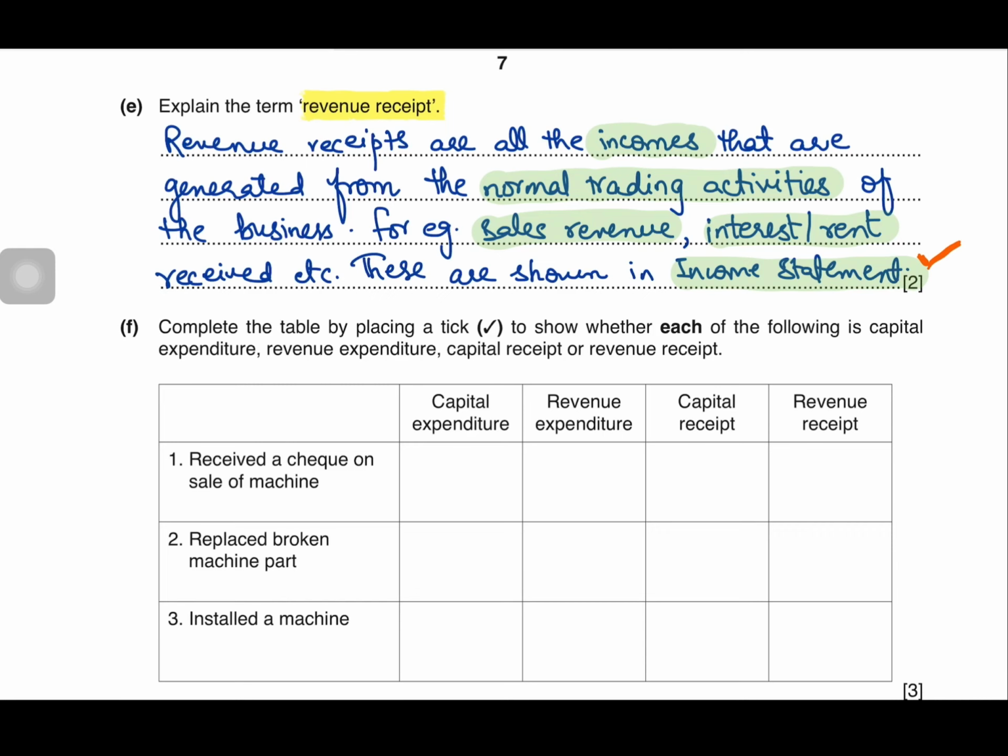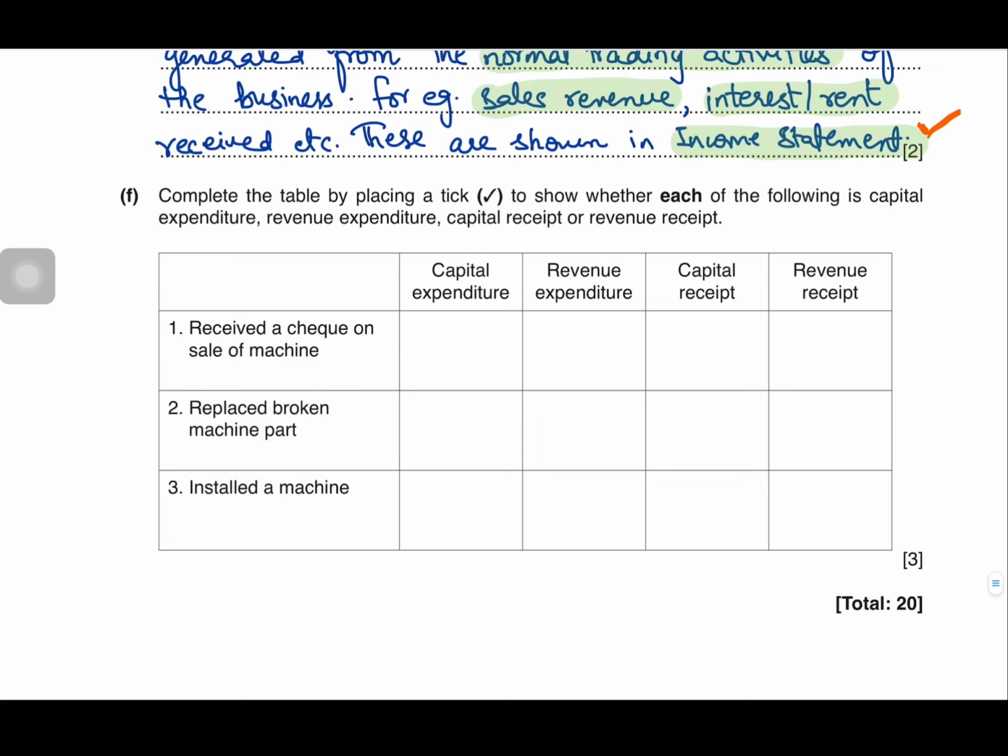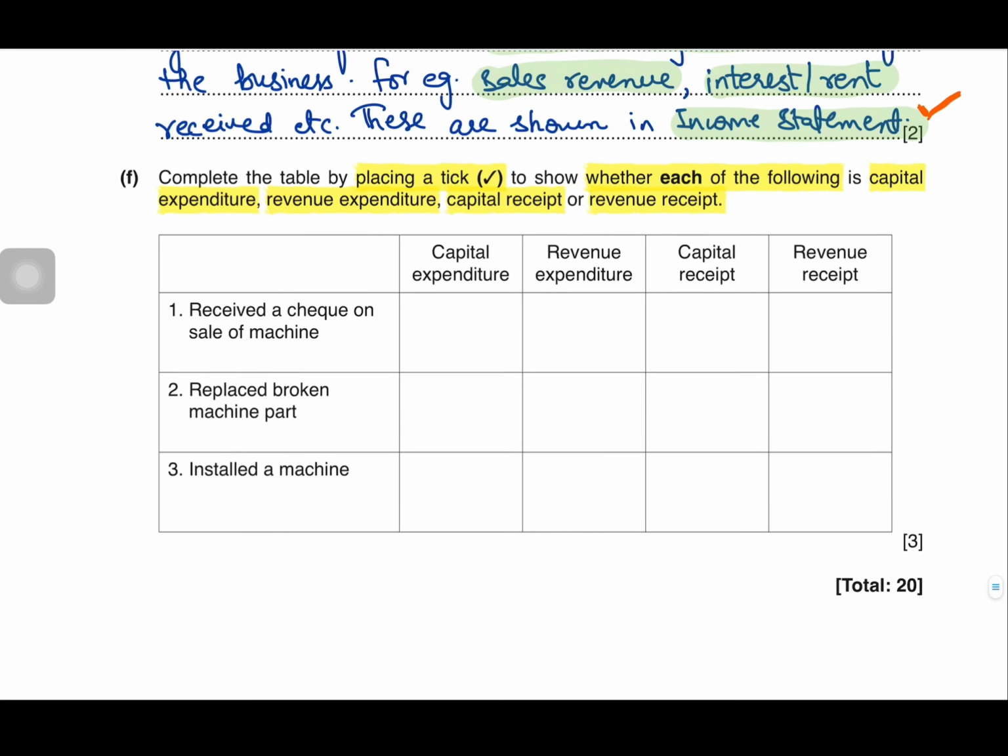Let's move now to part F. Part F says, complete the table by placing a tick to show whether each of the following is capital expenditure, revenue expenditure, capital receipt or revenue receipt. Okay, so what is the first item? Received a cheque on the sale of machinery. So we have received an income, right, a cash inflow. So it can't be any sort of expenditure, because the cash is not flowing out of the business, rather it is coming into the business.